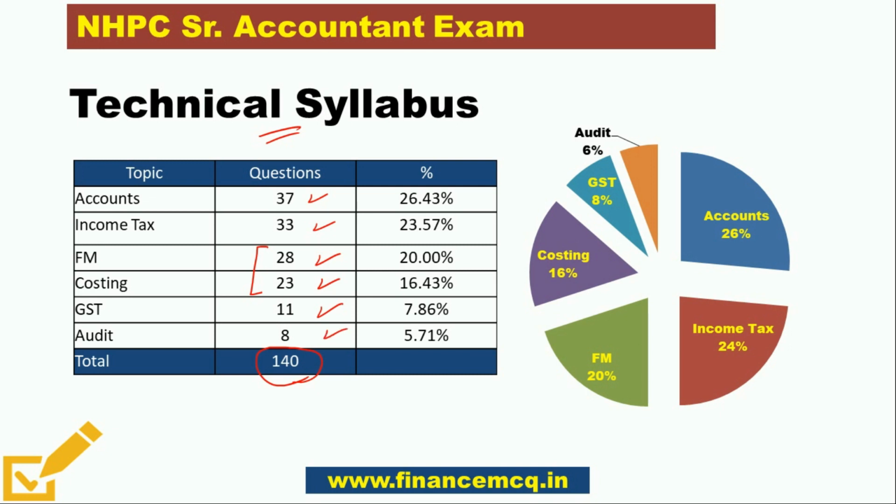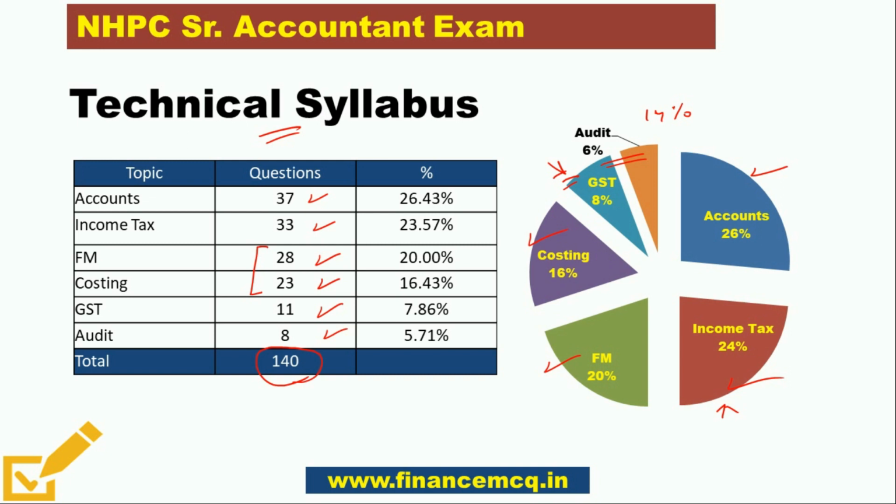If you look at the pie chart, the maximum questions were from accounts, 26%, then income tax 24%, financial management 20%, costing 16%, and GST and audit accounted for 14%. But I feel that in this year's exam you will get a lot of questions from GST and fewer questions from income tax. So don't neglect your GST part, and prepare for this topic along with other topics.